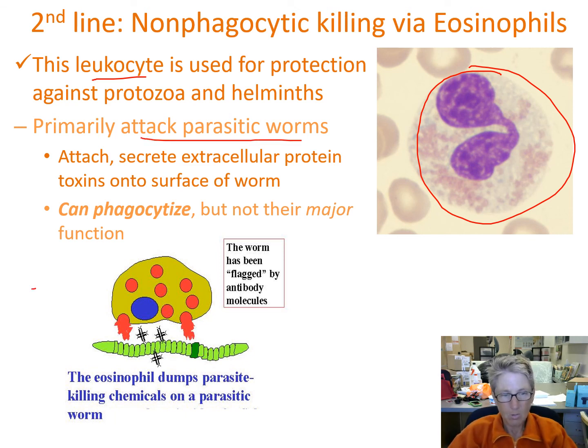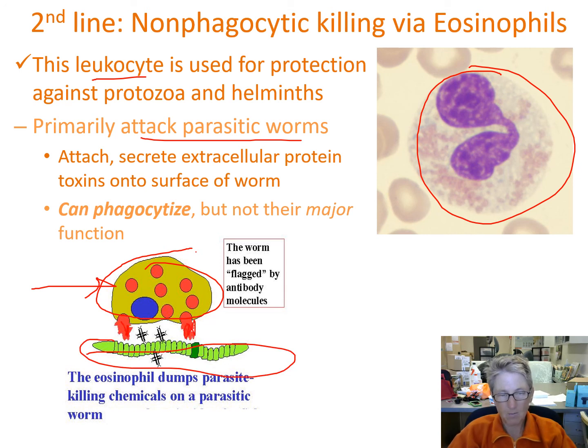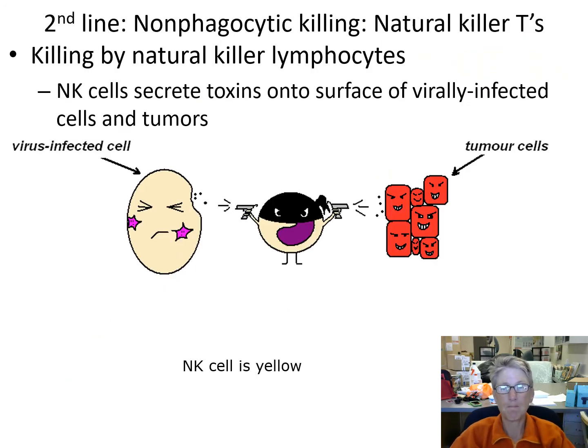So here we go, here's our cartoon. Here's the eosinophil, and here's the poor worm in green. The eosinophil is dumping all those orange-red granules that have toxins that will kill the worm. So eosinophils can attach to worms and secrete that protein toxin onto the surface of the worm to kill it. Eosinophils can do phagocytosis like neutrophils and macrophages, but that's not their major function.